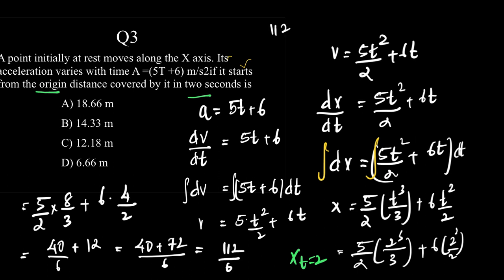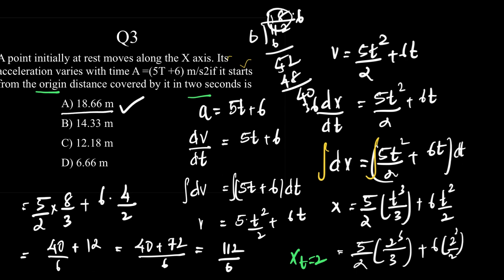So now we divide 112 by 6. 6 ones are 6, you get 52. 6 eights are 48. What is left is 40. 6 sixes are 36. So the only option which starts with 18 is option A.